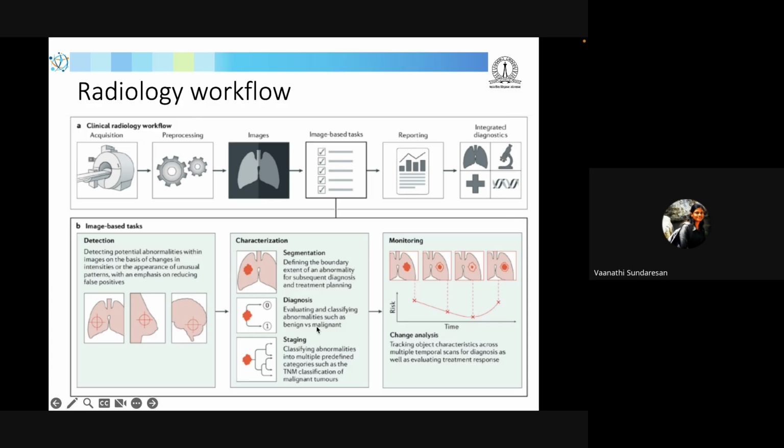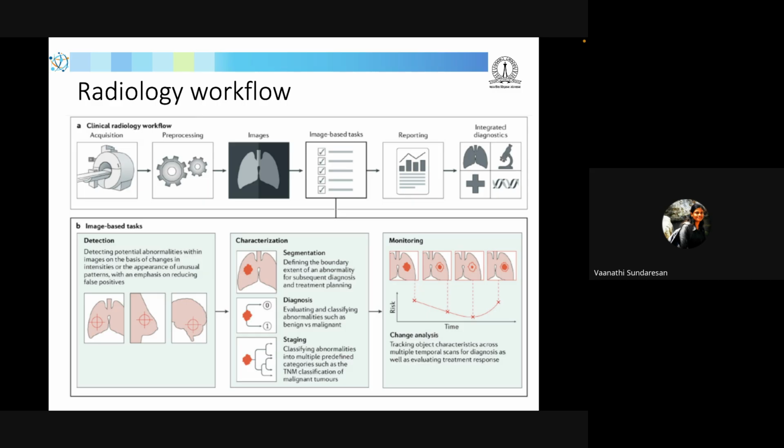Given these lesion characteristics, can we diagnose anything about the disease? Can we stage the disease? What is the stage? A very good example is diabetic retinopathy, where you can stage whether it's mild, moderate, or severe proliferative. So there are various stages. We will see one such example in the later part of this talk as well.